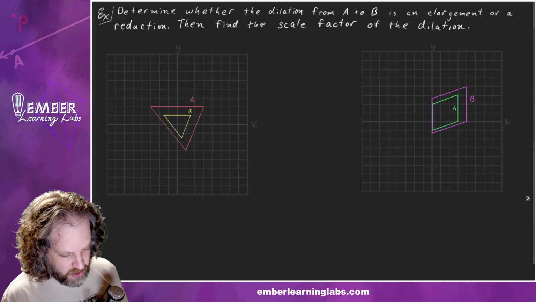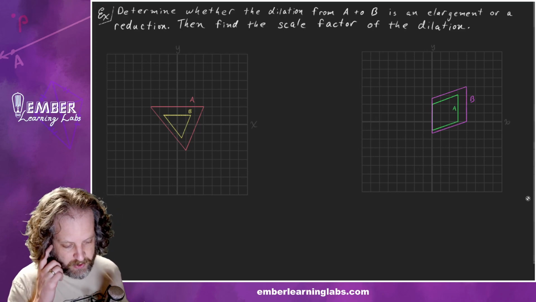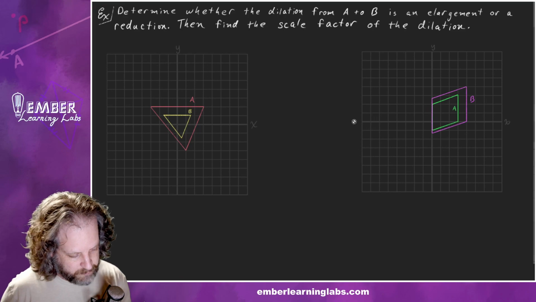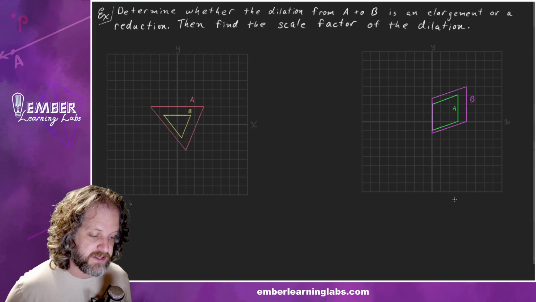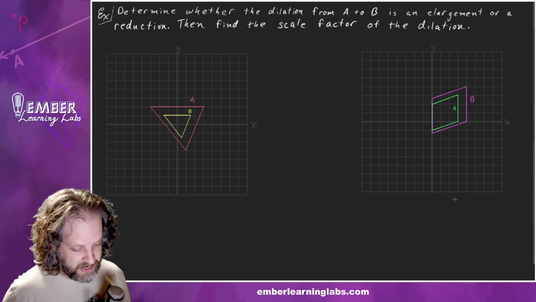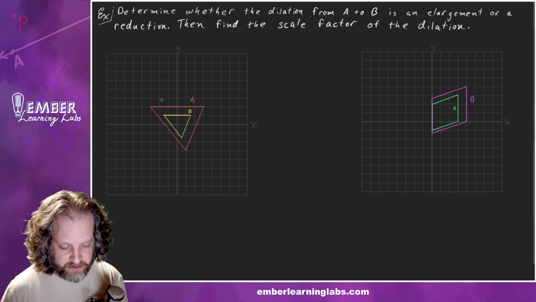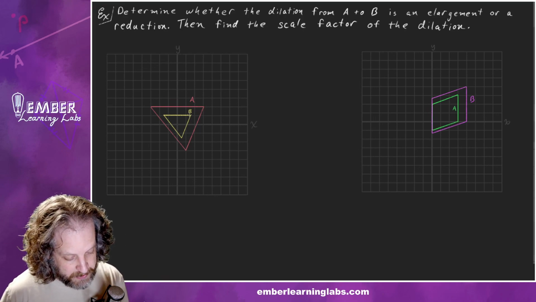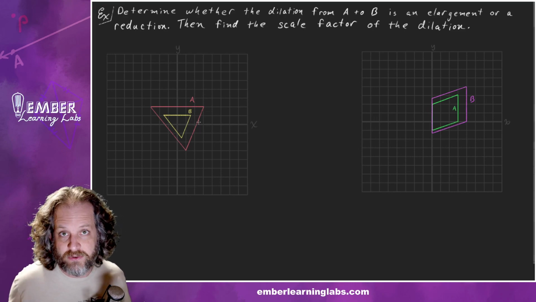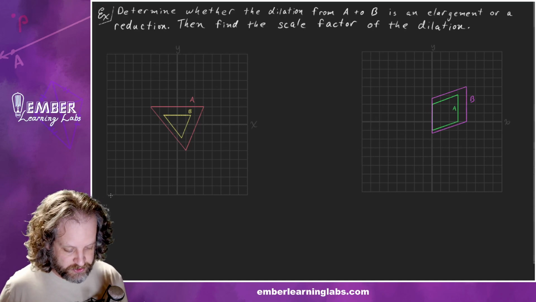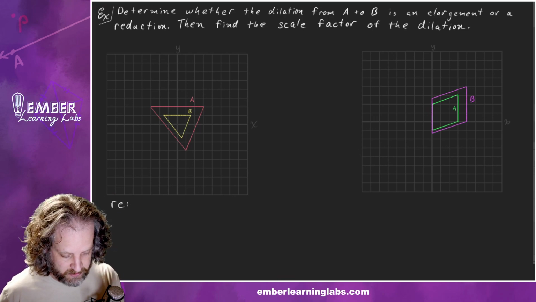Here we go. So we've got a couple of different dilations here. We want to determine whether the dilation from A to B is an enlargement or a reduction, then find the scale factor of the dilation. So let's take a look at this guy first and do this as our first example. So from A to B, the enlargement or reduction, that's easy, right? Don't have to even think. It's a reduction, right? It's getting smaller, so it's a reduction.